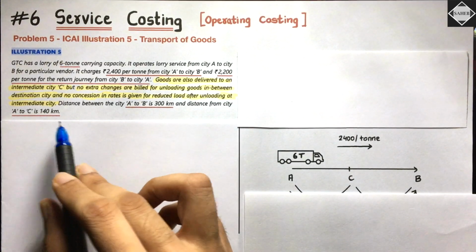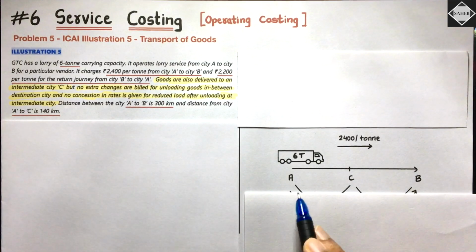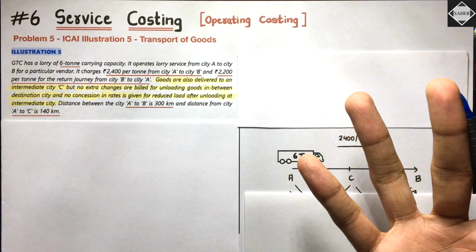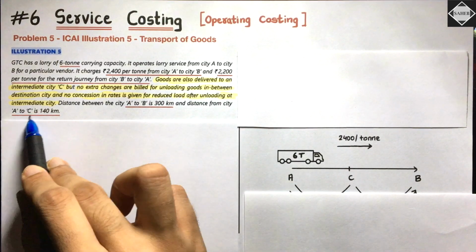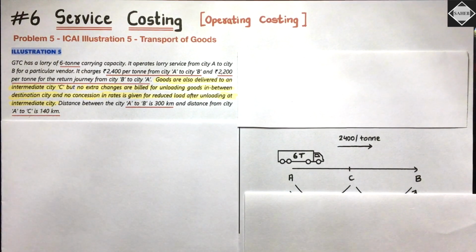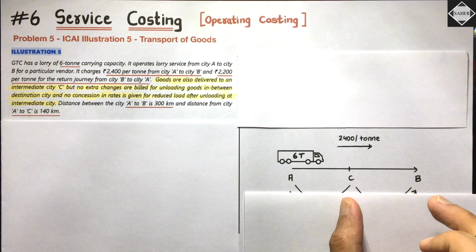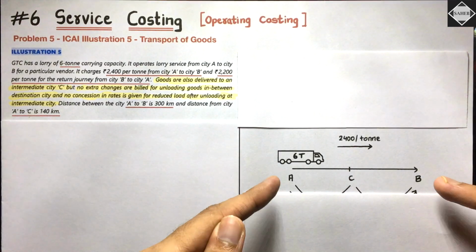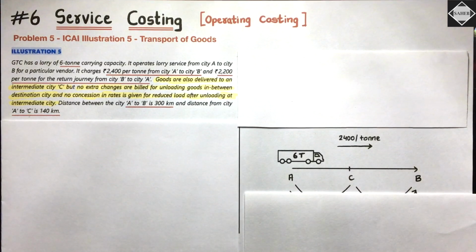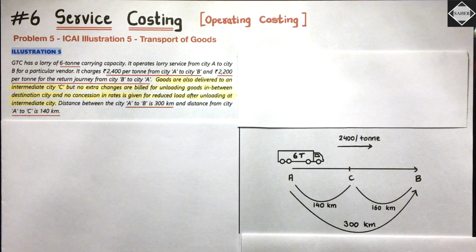Then they are talking about the distance. Distance between city A to B is 300 kilometer. Then they are saying the distance from city A to C is 140 kilometer. The question is, if this is 140 kilometer, then what is the distance from C to B? How will you find out? Really simple. 300 minus 140, that is 160 kilometer. Is it clear? Simple, easy, right?